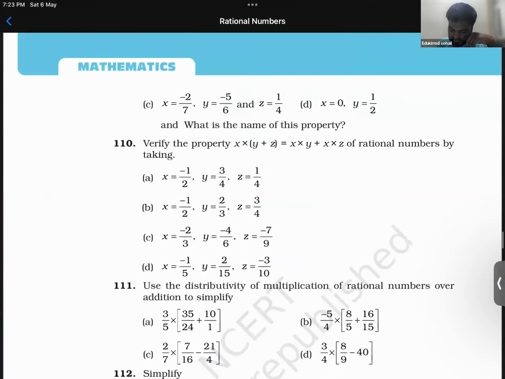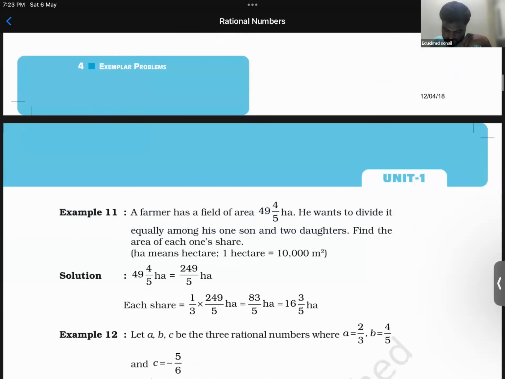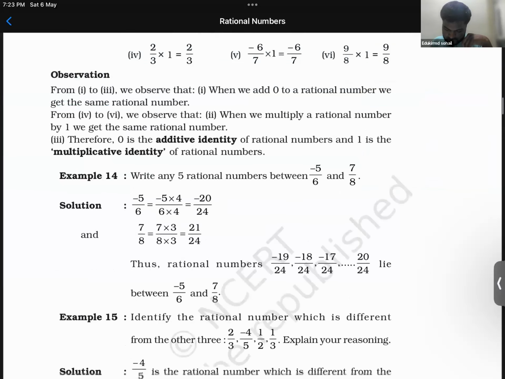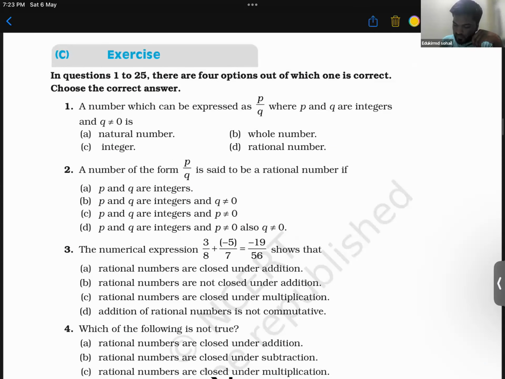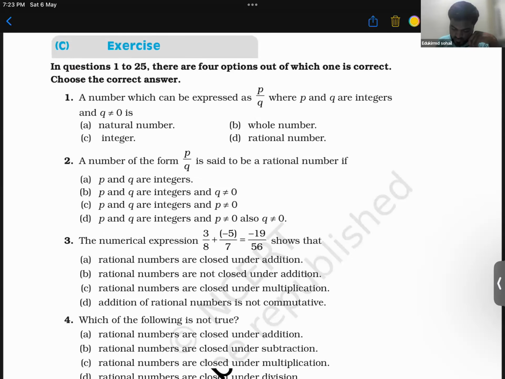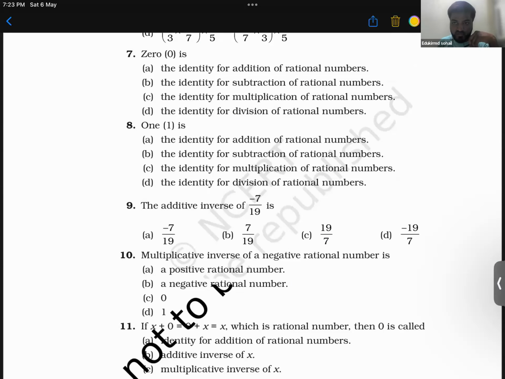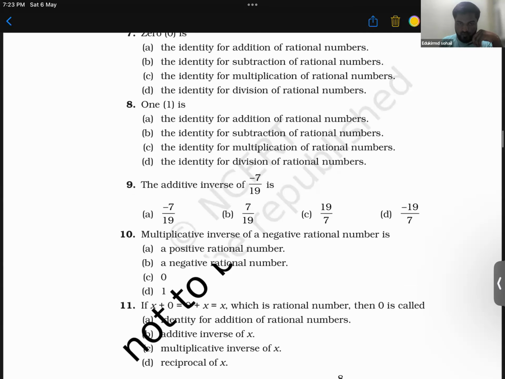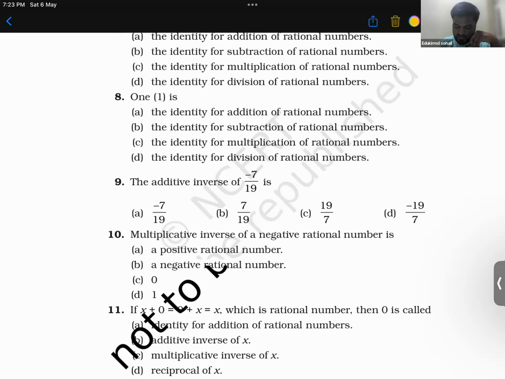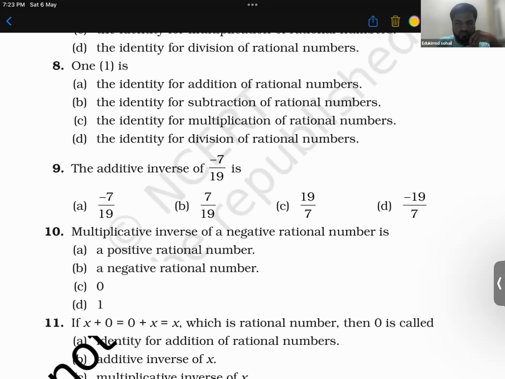Yeah, see exercise number one here. Let me just open it. See the screen? Yes. You have to solve question number one. From question number one to question number 10 will be part of your assignment. Before we end the class, I want you to solve question number 9 right now. The additive inverse of minus 7 upon 19 is? Which option is correct here?